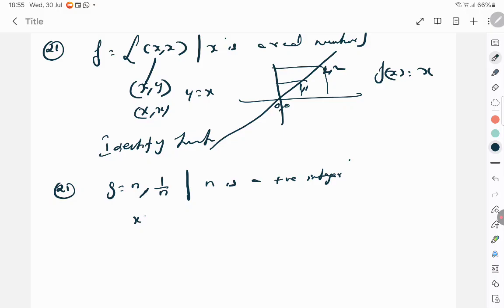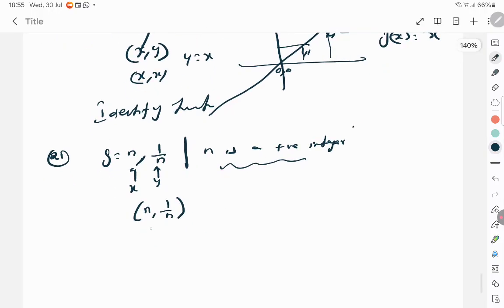So then they've given this to be x and this to be y, which means this is x and this is y. X is n and y is 1 by n. N is a positive integer. What are the positive integers? If it's 1, it will be 1. If it's 2, it will be 1 by 2. If it's 3, it's 1 by 3, and so on.